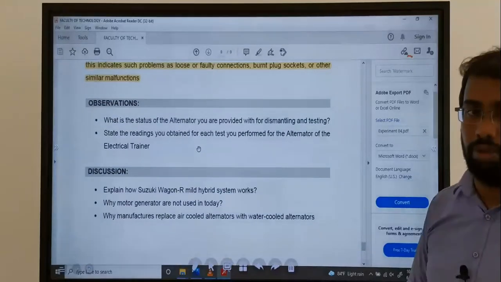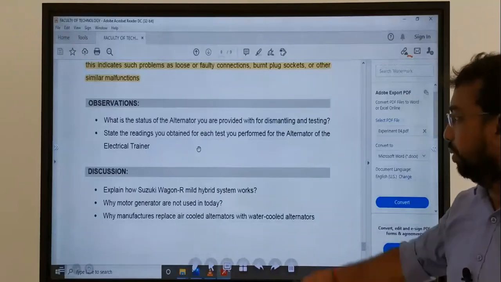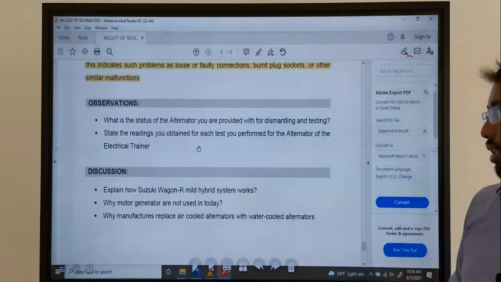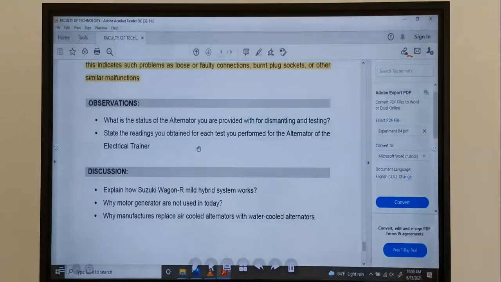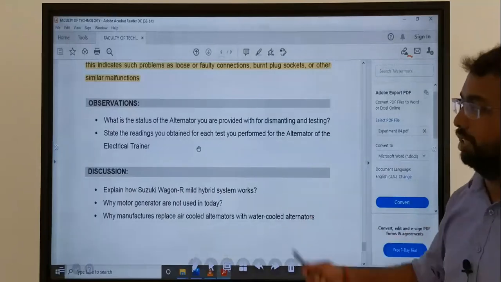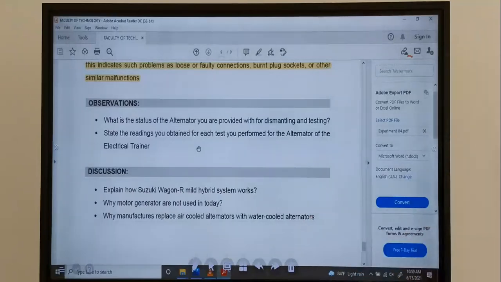Then we note down the measurement of the volts or amperes. These are your discussion. You search in Google or refer to books, and you have to complete this discussion. Now let's move to the practical part.